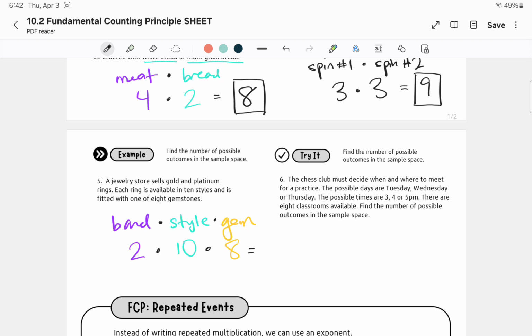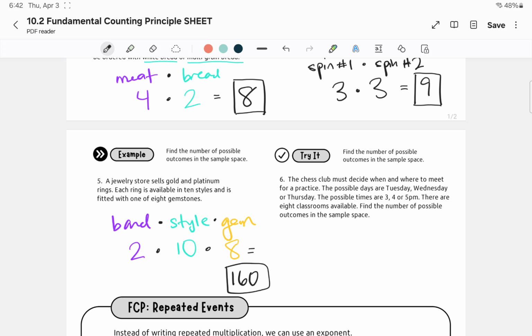Okay, and you can always use a calculator, but 2 times 8 is 16. 16 times 10 is 160. So you have 160 outcomes for that event, or those 3 events. So now go ahead and pause for number 6. Try number 6 by yourself. Do the events first, then the number of outcomes for each one.